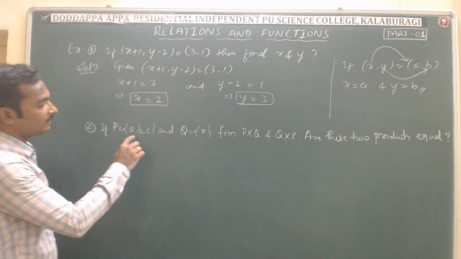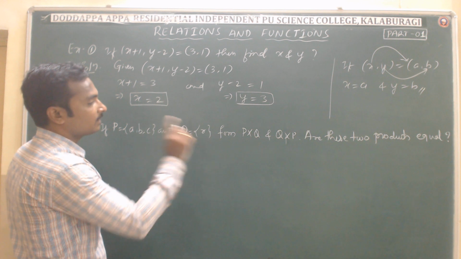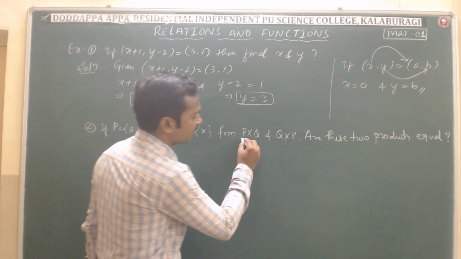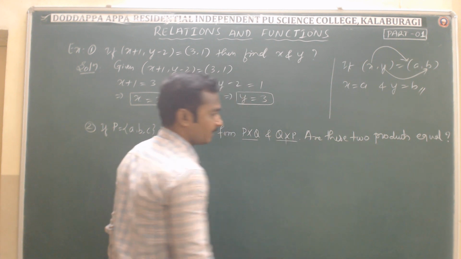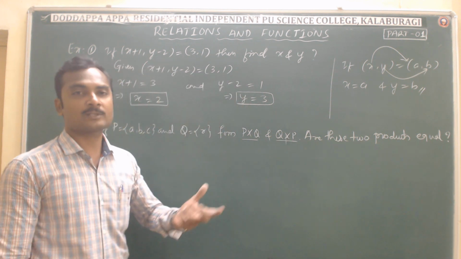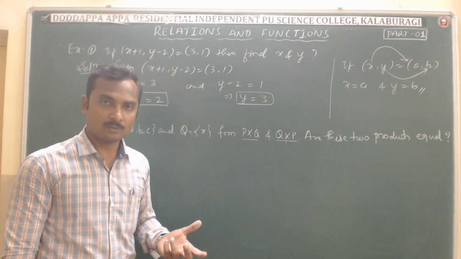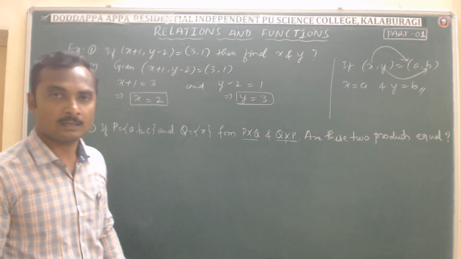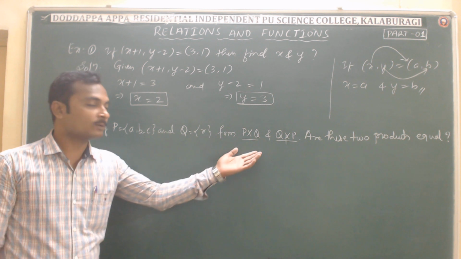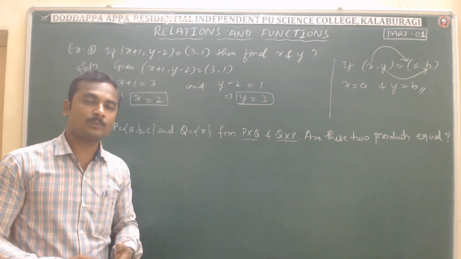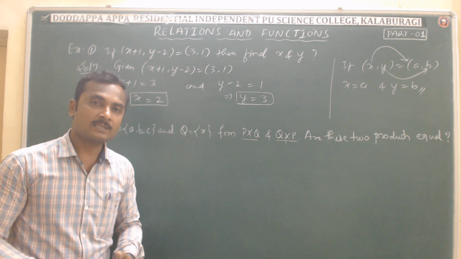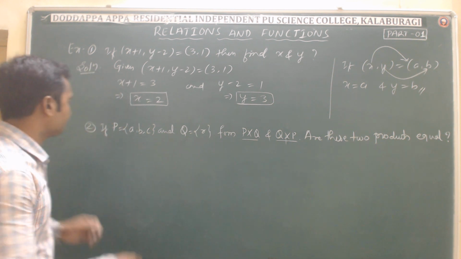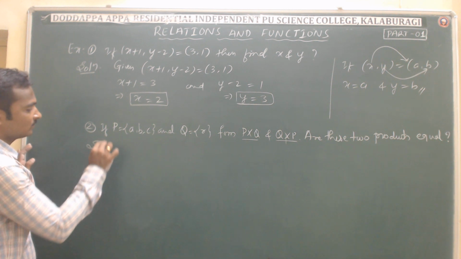If the set P contains A, B, C and Q contains R, form the Cartesian product P cross Q as well as Q cross P. You have to find the Cartesian products P cross Q as well as Q cross P. And he is asking again, are these two Cartesian products equal? We have to observe both products and then decide whether those two are the same or not. Let's solve this. Solution.